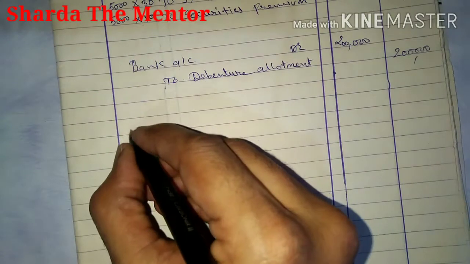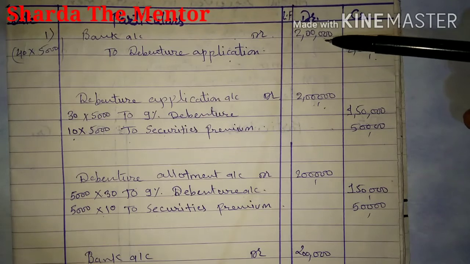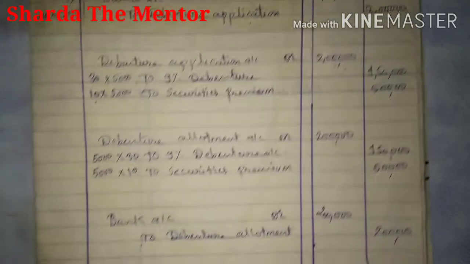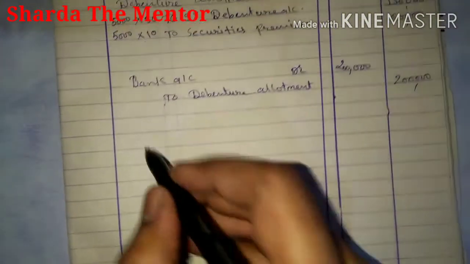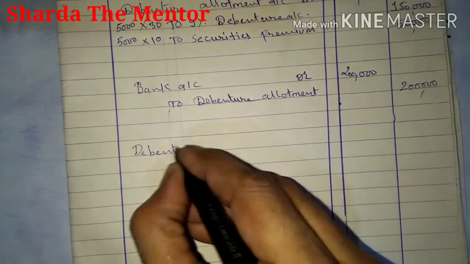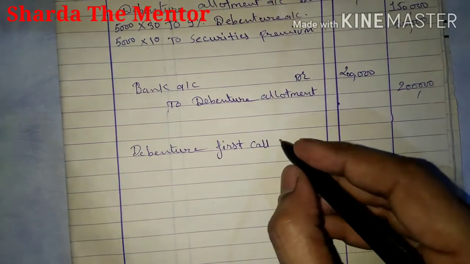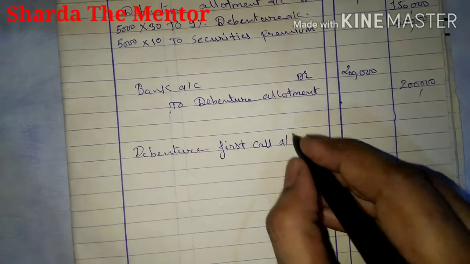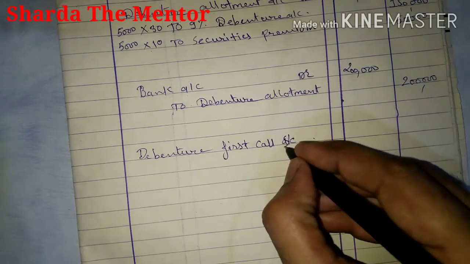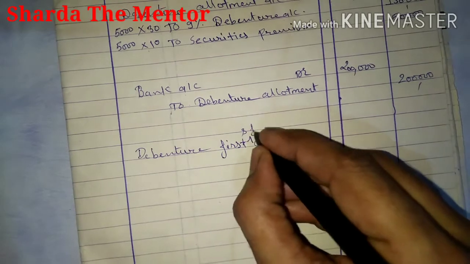And the last entry: I have already calculated that 40 rupees was called at the time of application, 40 at the time of allotment, and 20 rupees premium. So 120 minus 80, 40 rupees remain. So again, debenture first call account, first and final call you can write also. First and final call.